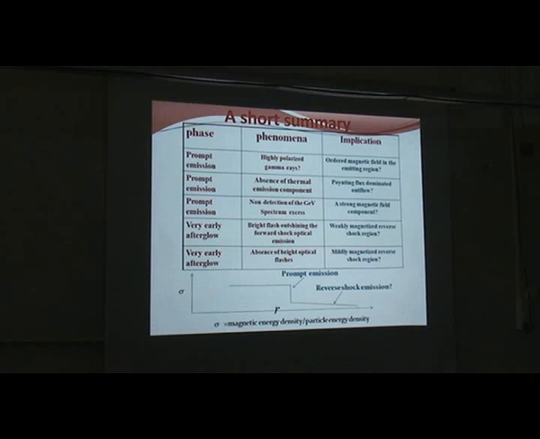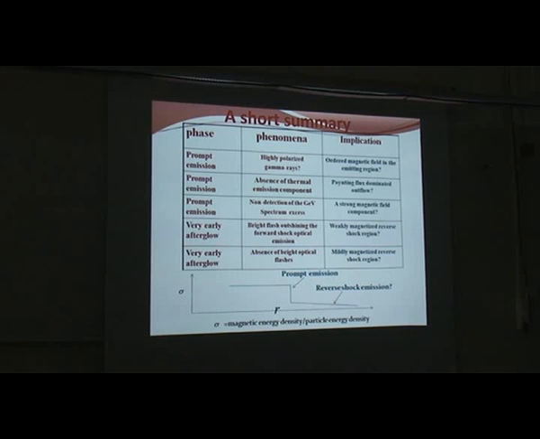Okay, I just want to summarize our current possible evidence for the Poynting flux outflow. Of course, the highly polarized gamma rays imply an ordered magnetic field in the emitting region, and the absence of a thermal emission component in most GRBs may be consistent with the Poynting flux dominated outflow model. And the non-detection of a GeV spectral excess is surely consistent with a strong magnetic field component in the emission region.